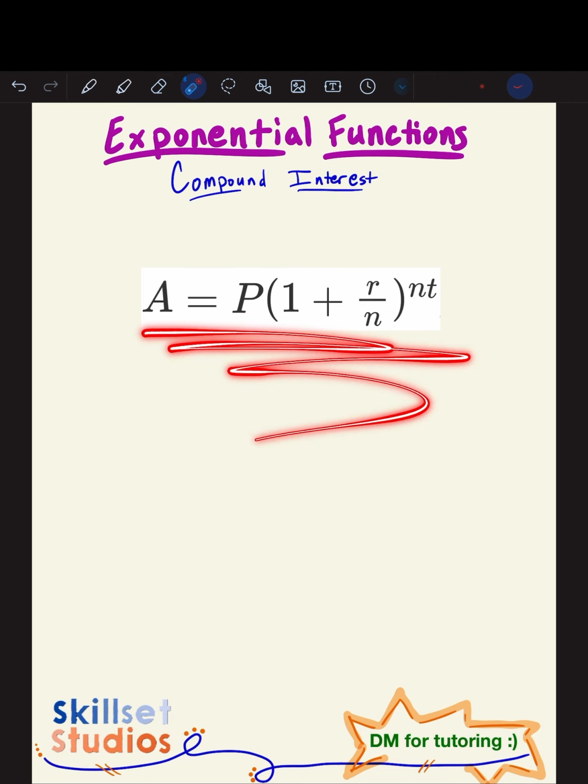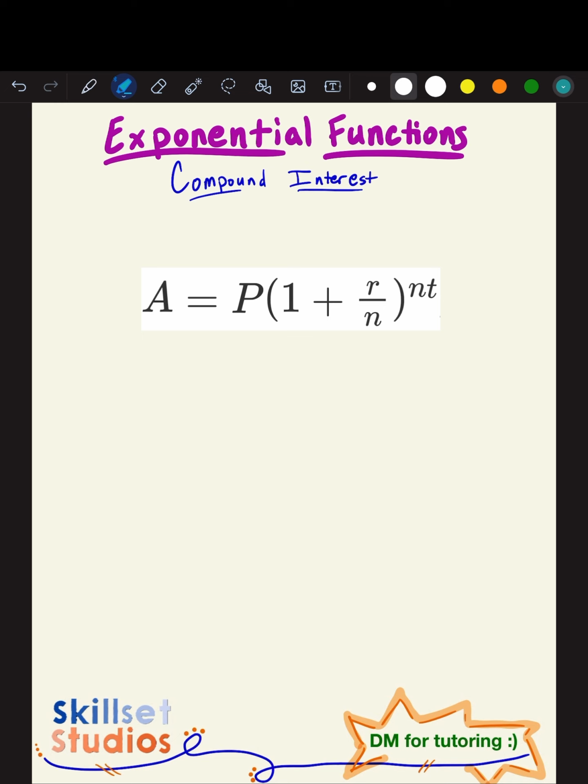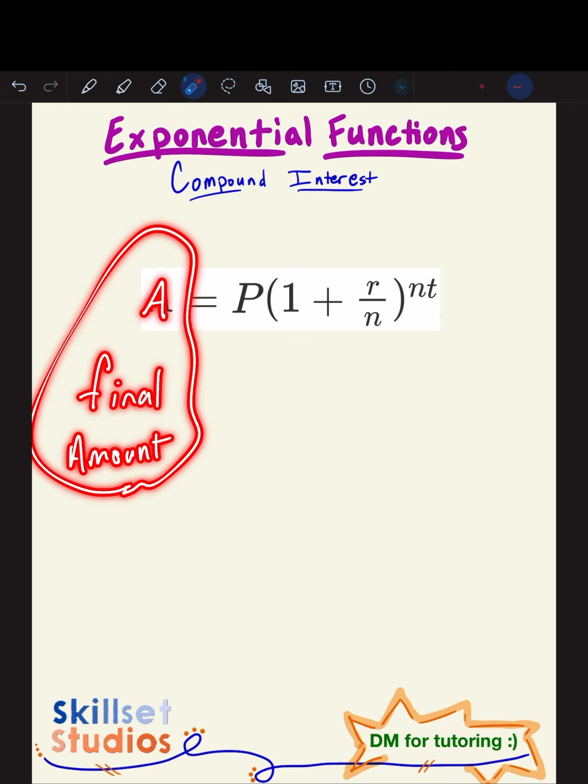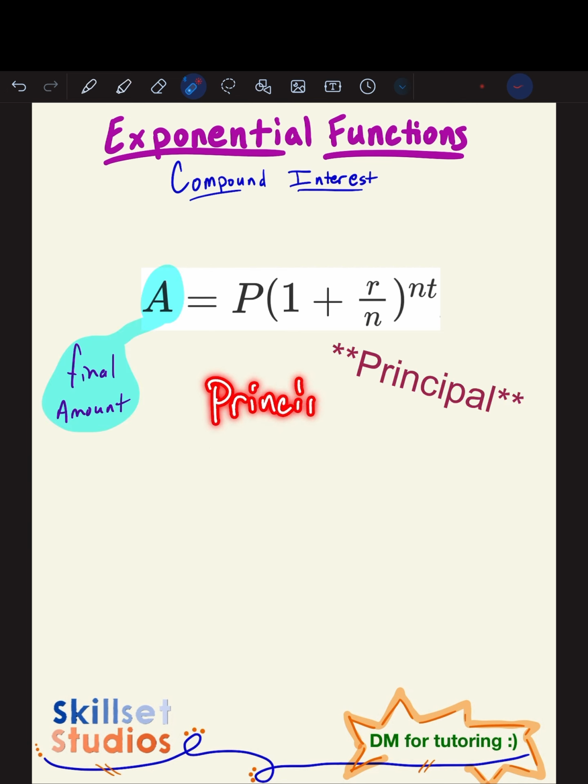So here's the general formula you usually see. Let's go over what each piece means. The A in this formula represents the final amount in the bank account, or the final amount that you owe in the loan. The P is known as the principal, which is just the fancy way of saying the starting amount in the bank account.